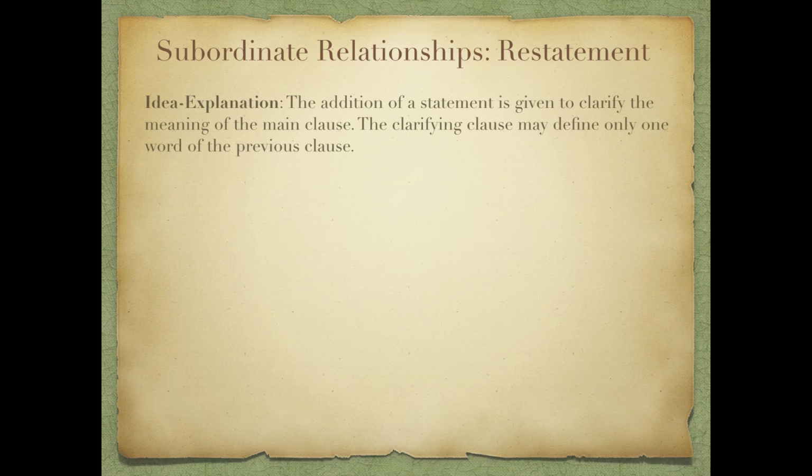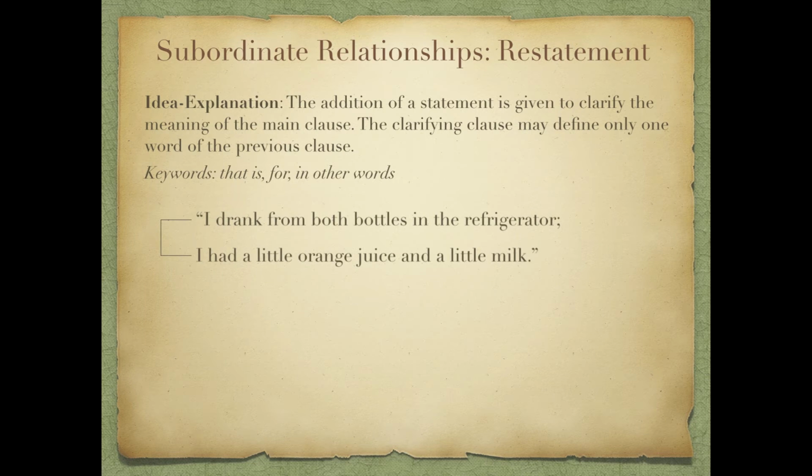The next one is called idea explanation. Here, the addition of a statement is given to clarify the meaning of the main clause. Now, the clarifying clause may define only one word of the previous clause, but that's okay. All right. Keywords include "that is," "for," "or," and other words. Let's look at an example. I drank from both bottles in the refrigerator. I had a little orange juice and a little milk.